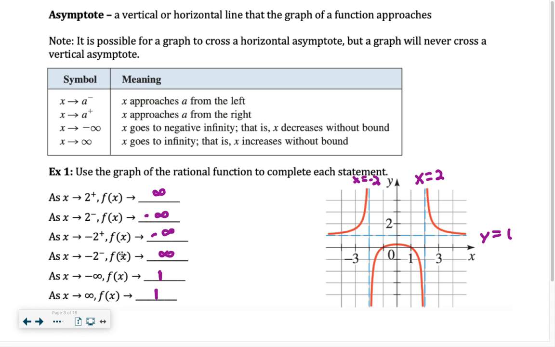Okay, so these are very closely related to our ideas of end behavior from the last chapter, but just a little bit extra notation. If we have a plus sign up here, that means from the right. And if we have a minus sign, that means from the left.